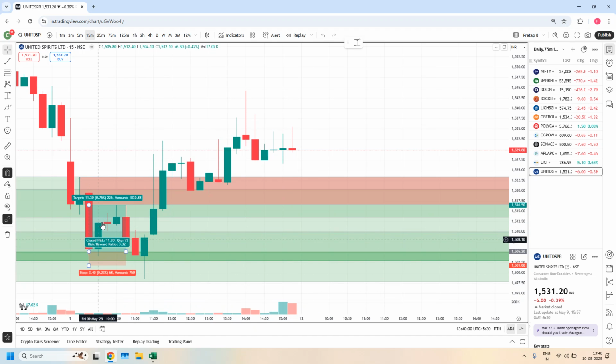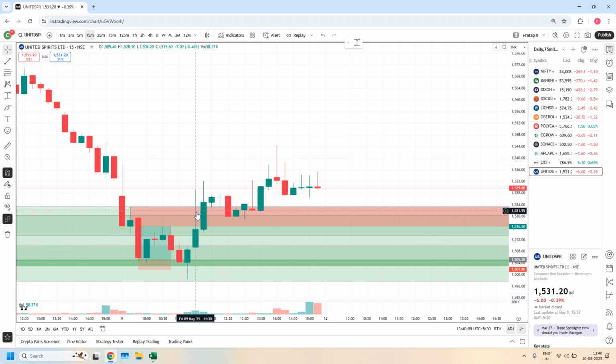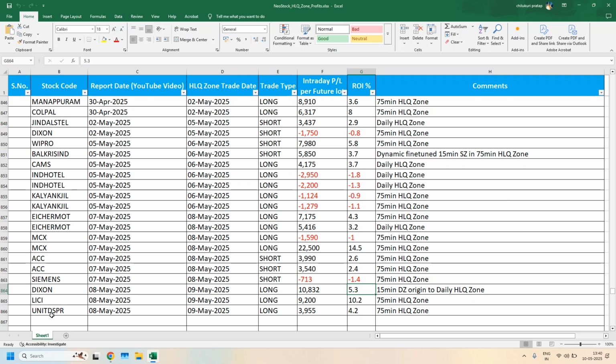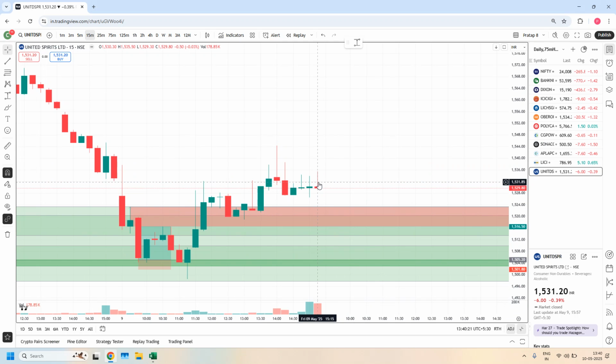Even after the zone is completed, till the newly created 15-minute target zone, we have 1:3.3 RR. So that's a good thing, right? So that way United Spirits has given 3,955 rupees, which is 4.2% ROA. After that, once again it came. If anybody would have taken a second trade, maybe your trade would have been stopped out. Second trade, in case. But anyway, that is okay.